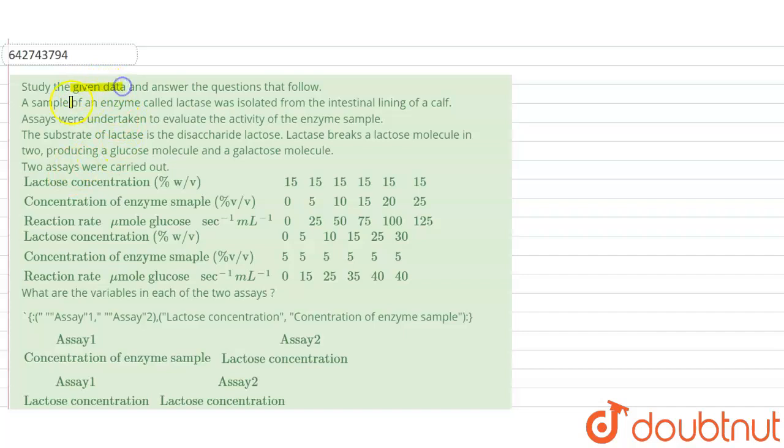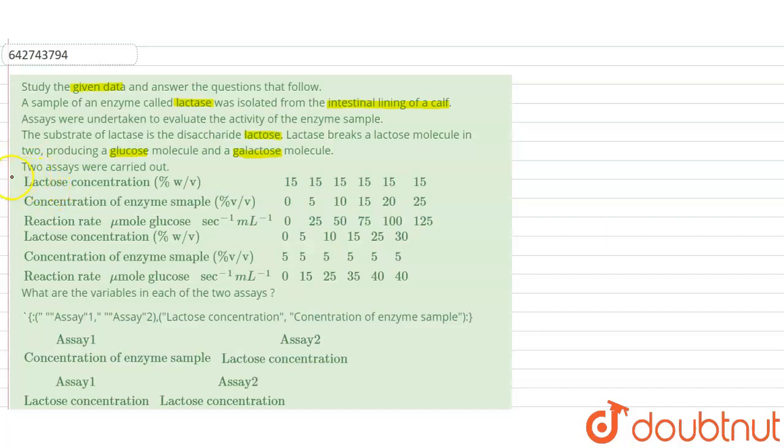Hello students, in this question there is some data given. In this case it is given that a sample of enzyme, the name of the enzyme is lactase, was isolated from the intestinal lining of the calf. Now assays were undertaken to evaluate the activity of the enzyme sample. The substrate for the lactase is the disaccharide lactose, and when lactase enzyme acts on this lactose, it breaks it down into two molecules. One molecule is glucose, which is a monosaccharide, and the other is galactose, which is also a monosaccharide.